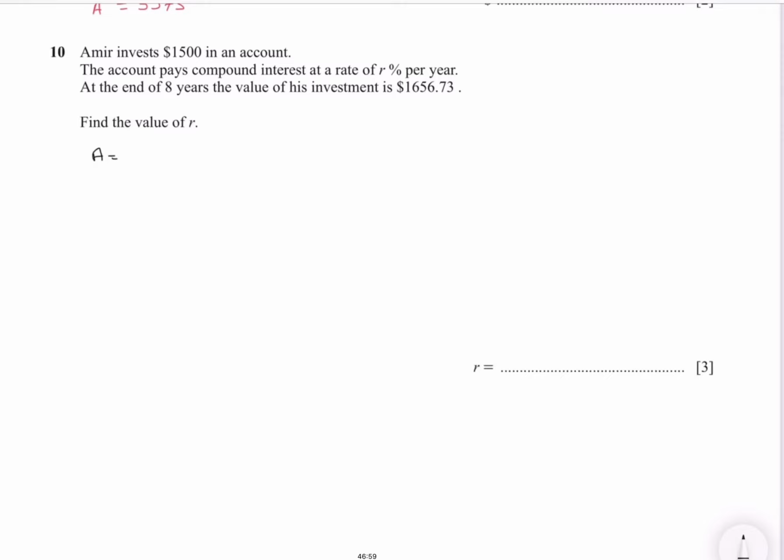Question number 10. Amir invests $1,500 in an account. The account pays compound interest at a rate of R% per year. At the end of 8 years, the value of this investment is this. Find the value of R. Again, we have to use the compound interest formula. Here he mentioned the name of compound interest, so no problem. So our A is now 1656.73, P is 1500, R is R, and the power is 8.